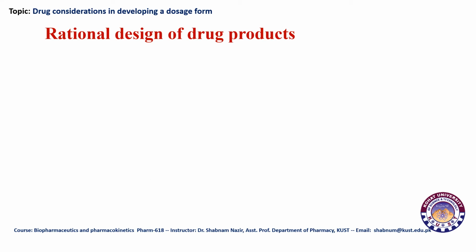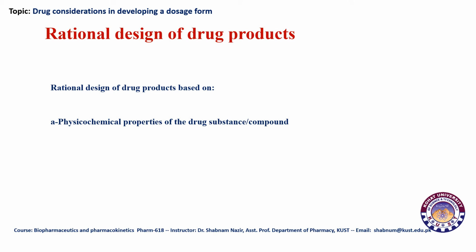Rational design of drug products. So the name itself is self-explanatory, rational design. Whatever drug product you're going to design, that should be rational. And for it to be rational, you need to consider certain factors like, first of all, the physicochemical properties of the drug substances, or you can say compound, which are extremely important to consider.